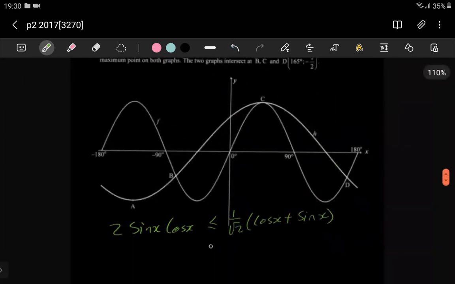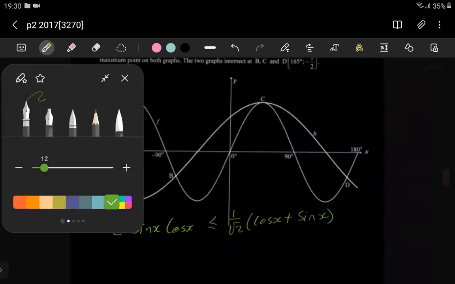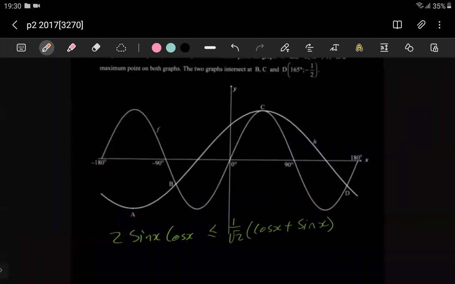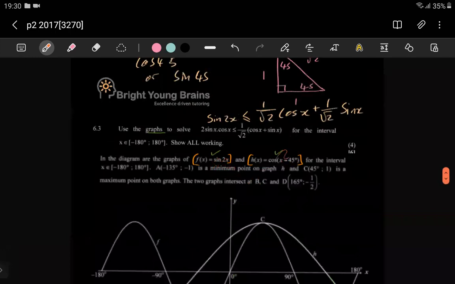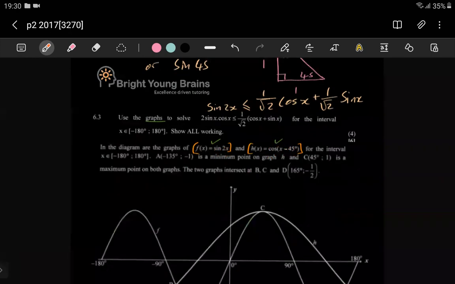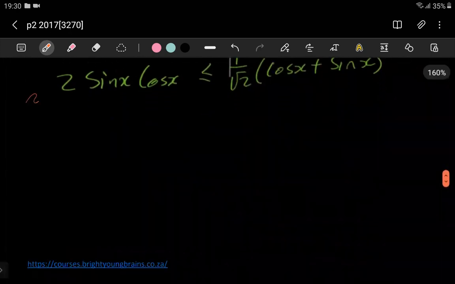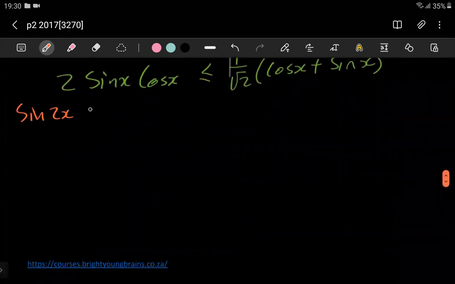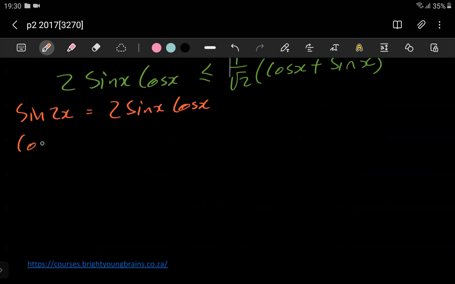So the issue is these two sides of our inequality sign, we need to write them in a way that relates to our equations. So thinking of cos(x minus 45) and thinking of sine 2x, one thing we know is sine 2x is the same as 2 sine x cos x. Another thing is cos(x minus 45). This is a compound angle.